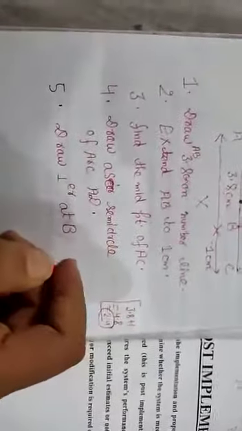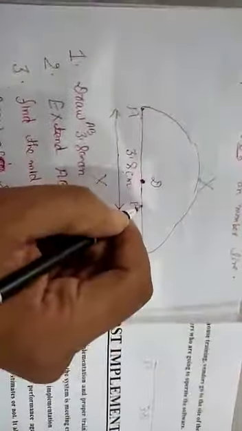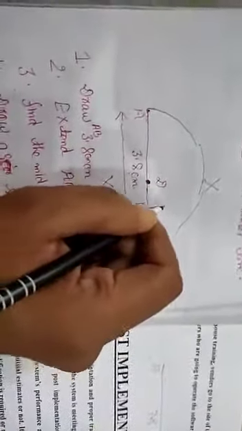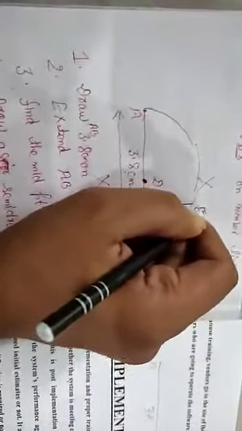Now we will draw a perpendicular at B, which intersects the circle at a point, and suppose that it is E. So we have to draw the perpendicular here. By the protractor you can draw it, and this is the point E.